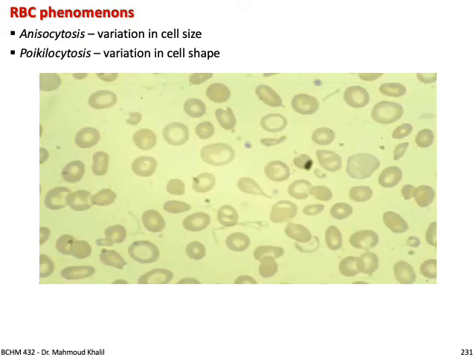This is a figure showing abnormal red blood cells. You can see a variation in cell size, and you can see as well a variation in cell shape, which is called poikilocytosis, and it's very obvious in the figure.